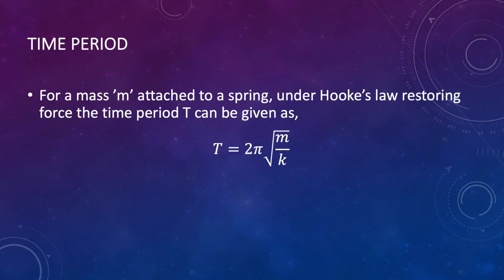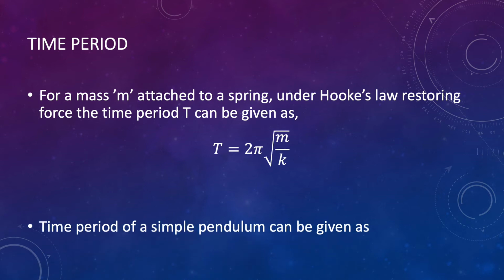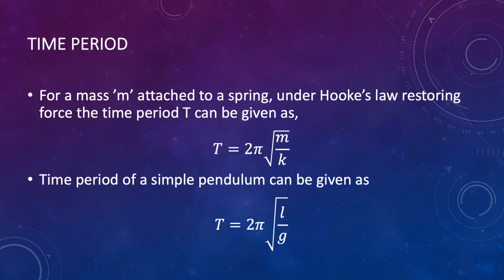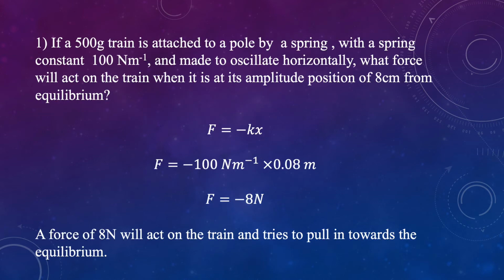The time period, or the time taken by one complete oscillation for a spring system attached to mass m, can be given as this. The time period is directly proportional to the square root of mass m attached to the spring and inversely proportional to the square root of the spring constant. And the time period of a simple pendulum is directly proportional to the square root of the length of the pendulum and inversely proportional to the square root of gravity. Now let's try to solve a few examples.